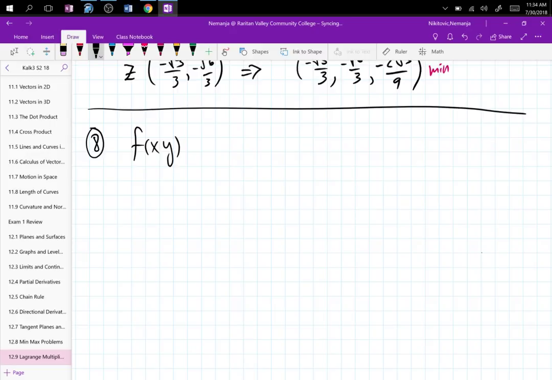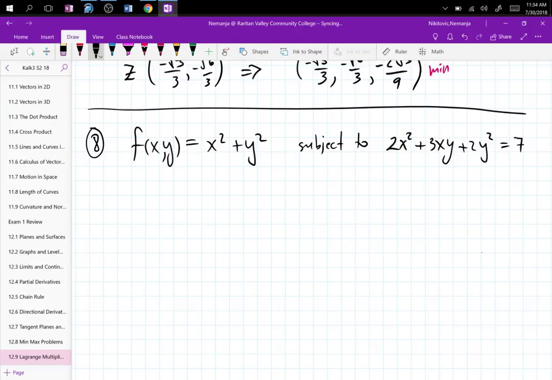So z equals f of xy is equal to x squared plus y squared, with the constraint 2x squared plus 3xy plus 2y squared equals 7. Perfect. Have fun.